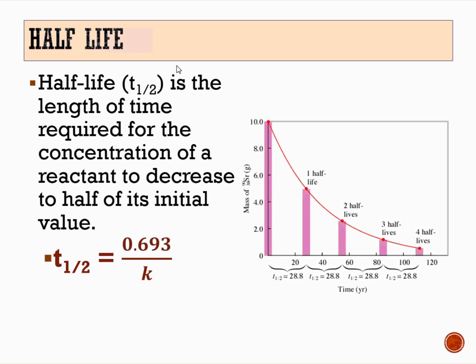Half-life is the length of time required for the concentration of a reactant to decrease to half its initial value, or half-life is 0.693 divided by k. People often ask where 0.693 comes from. 0.693 is the natural log of 2, which is consistent, since it's half-life we're talking about. We could go backwards and rearrange the equation to put it back in, but essentially what you need to know is 0.693 is the natural log of 2.